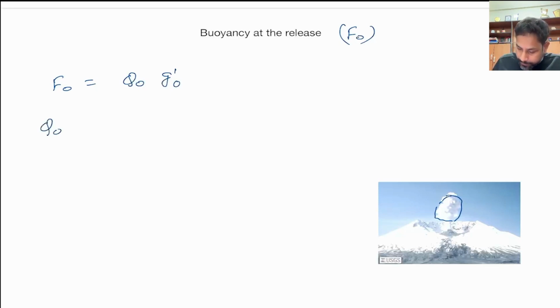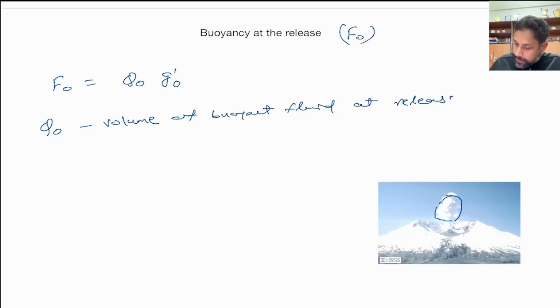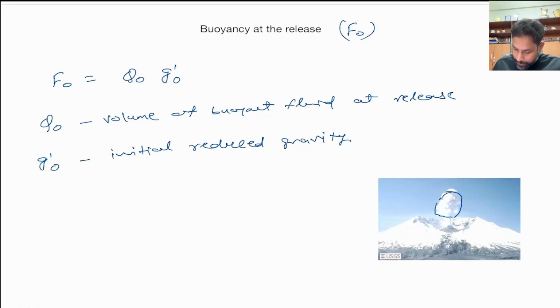Okay, where Q naught is the volume of buoyant fluid released, and g prime naught is the initial reduced gravity, right? And how do we define g prime naught? It will be simply (rho_a minus rho naught) divided by rho_a, times g.